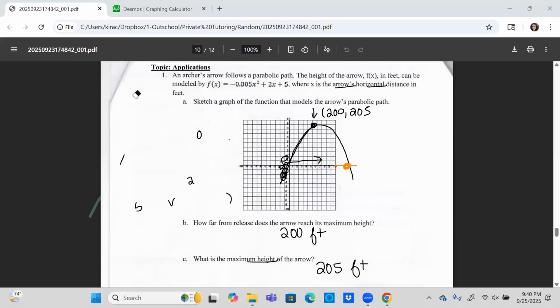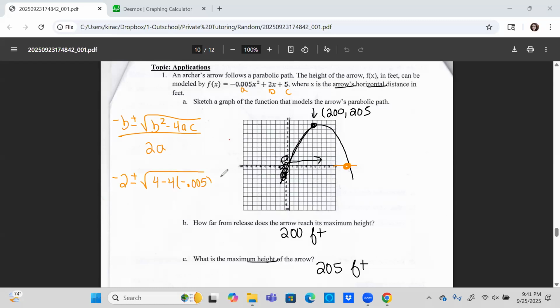Hopefully you have the quadratic formula memorized. If not, memorize it. It's -b plus or minus the square root of b squared minus 4ac, all over 2a. So there's a, there's b, there's c. We have -2 plus or minus the square root of 2 squared, which is 4, minus 4 times that nasty decimal times 5, over 2a. I like to do the bottom first. So that's -0.01.